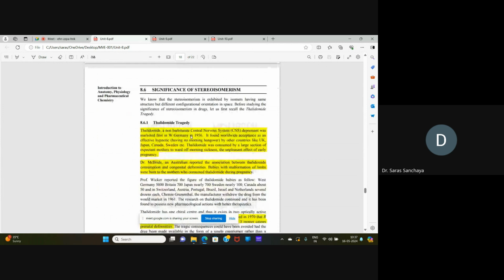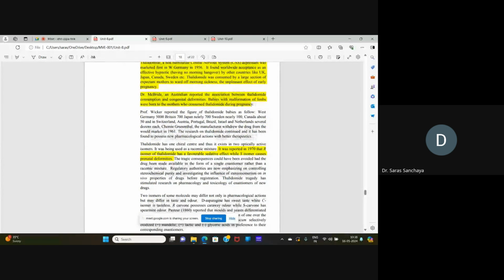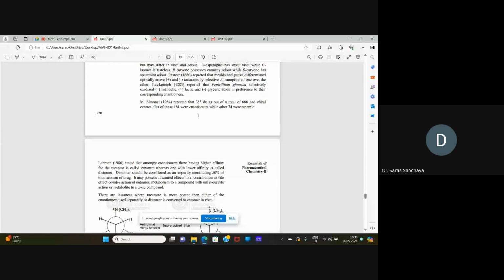But Dr. McBride, an Australian, reported the association between thalidomide consumption and congenital deformities in the fetus. Babies with malformation of limbs were born to mothers who consumed thalidomide during pregnancy. It was reported in 1970 that the R isomer of thalidomide had a favorable sedative effect, while the S isomer causes prenatal deformities. So this is one example of the difference in properties of S and R isomers.